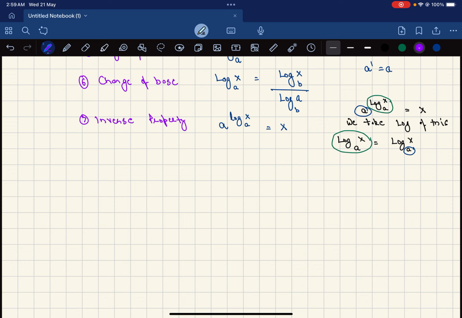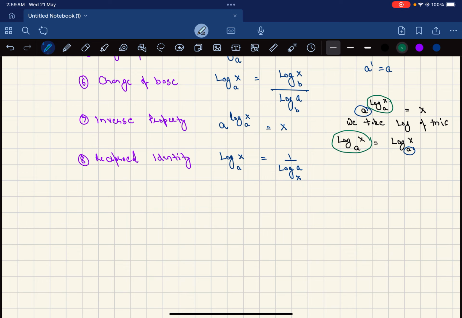Next we have the reciprocal identity. So one does not need to really remember the name of the properties, but only how the properties could be used to derive various metrics. So log x to the base a is nothing but 1 upon log a to the base x.